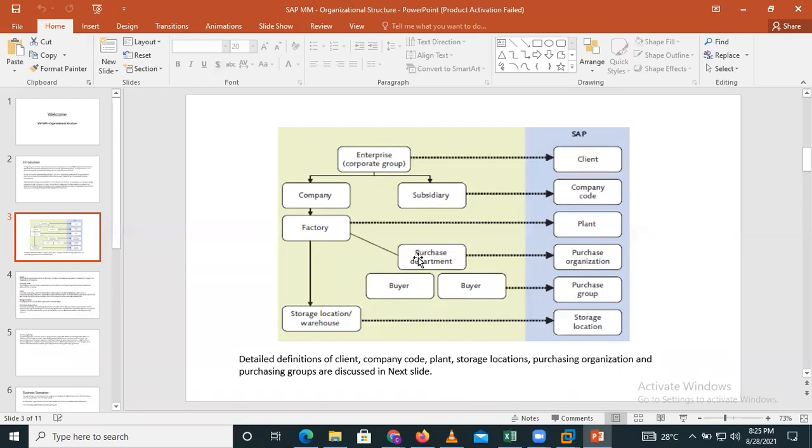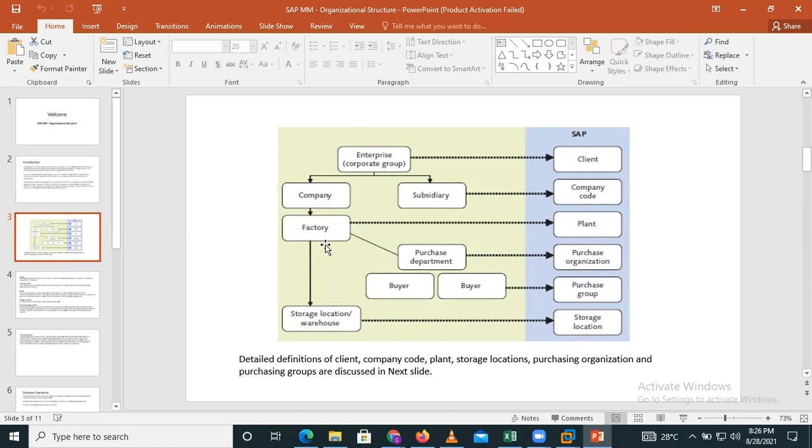Now in a purchasing department, we have segregated some users. These 10 users will only procure steel related materials. These 10 users will procure only chemical related materials. These 10 users will procure only for the north region. These 10 users will procure only for the south region. So we have segregated groups of people, which is called a purchasing group. We will discuss this.